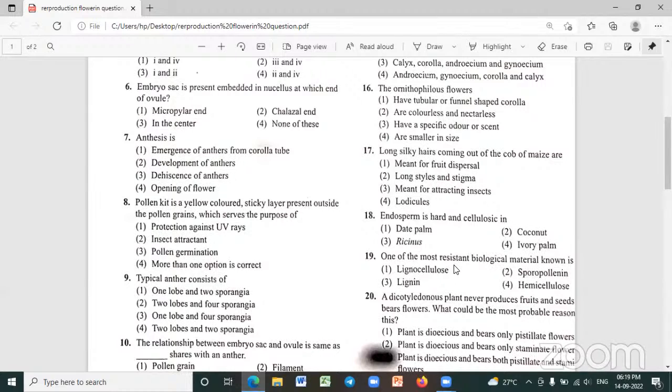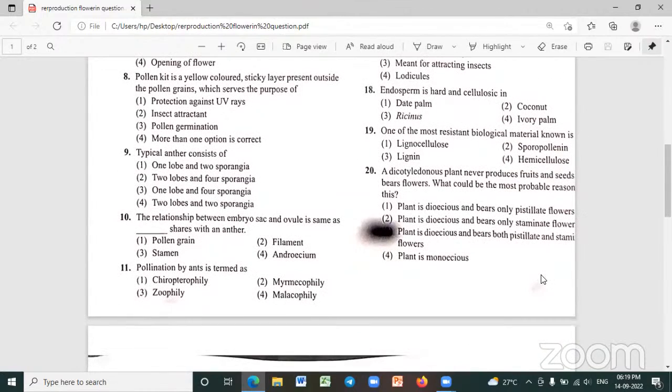Okay. One of the most resistant biological materials is known as, already you know, the sporopollenin, which we already discussed. A resistant molecule is the one that will fossilize. Lignocellulose, we have not studied. Lignin is not studied. Hemicellulose, no. Sporopollenin, okay. The resistant biological material is known as sporopollenin. Already we discussed that. That is also the last question.